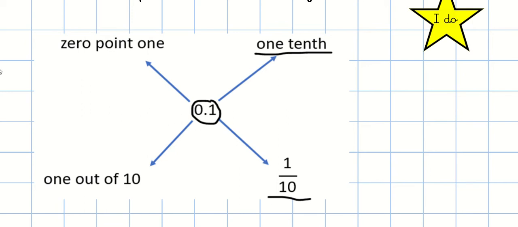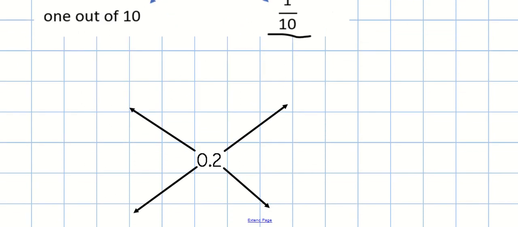So I want you to have a quick think and then have a go for 0.2. Pause the video and have a quick go at that, and then we're going to go through it together.